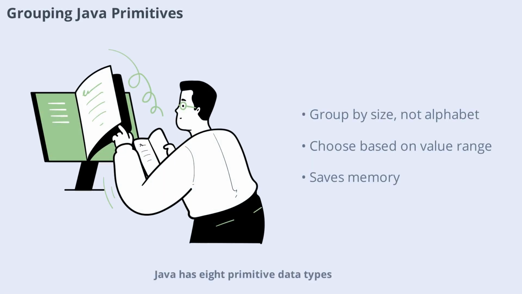Java has 8 primitive data types, but instead of memorizing them alphabetically, it's smarter to group them by size. This makes it easier to pick the right one for your needs. The smallest are byte and short, which are great for saving space when you don't need large numbers. Next are int and long, which handle bigger values. For decimals, you have float and double, with double offering more precision. Finally, char stores single characters, and boolean is for true-false values. Grouping by size helps you quickly decide which type fits your data best.